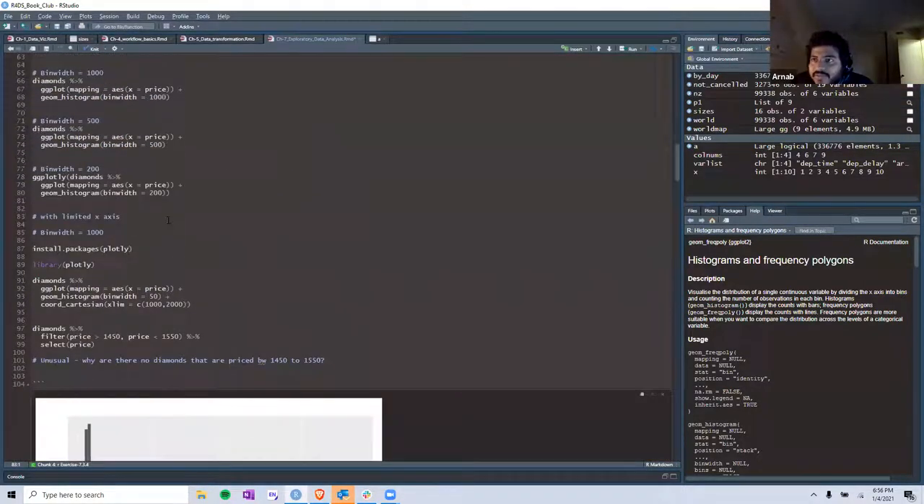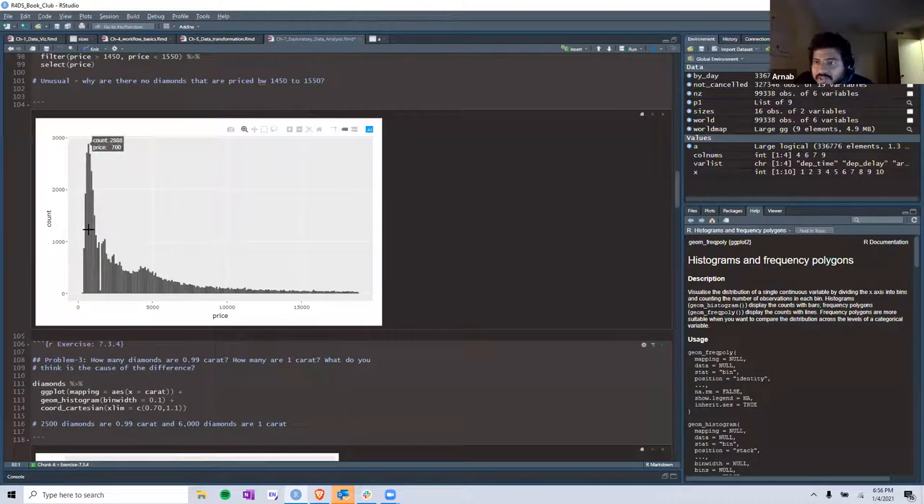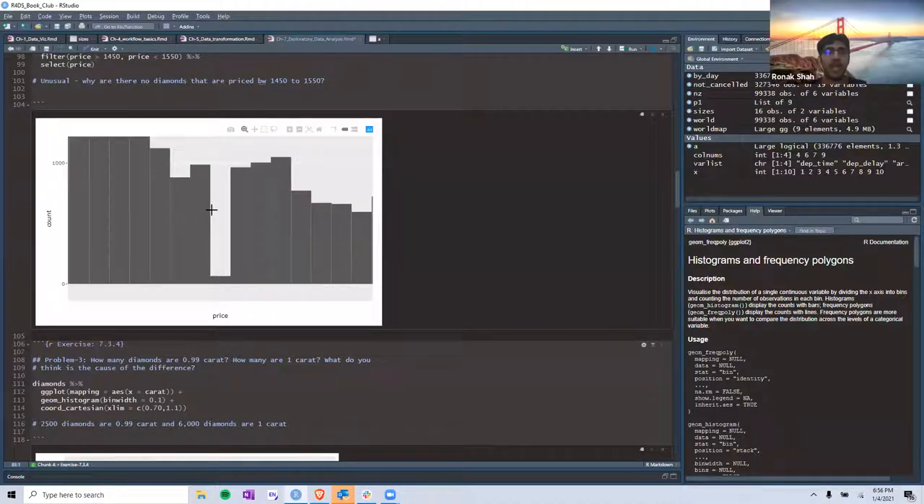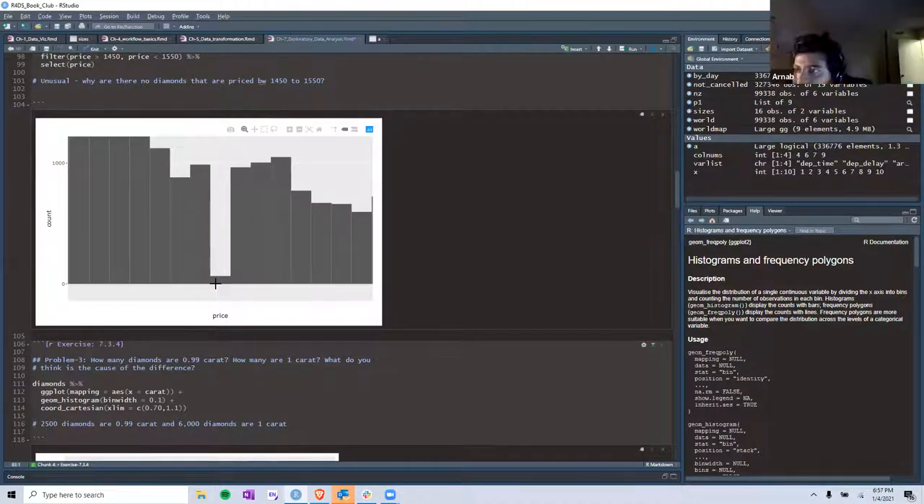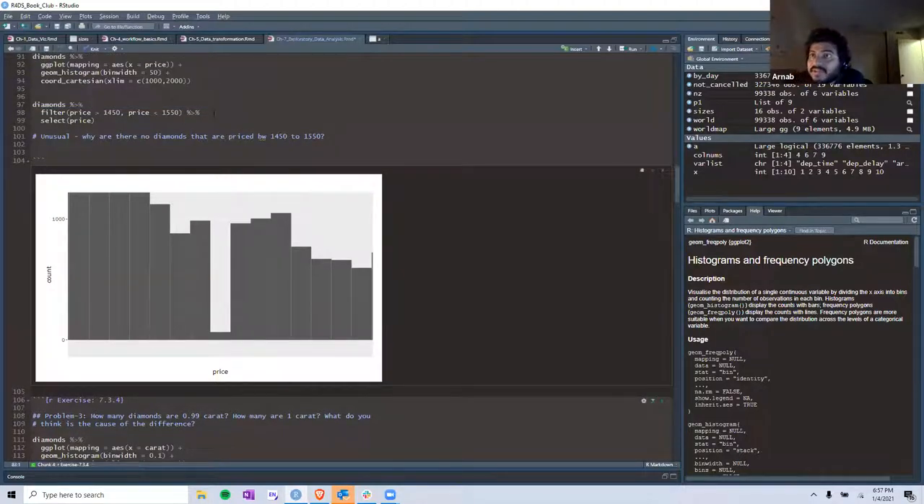But let me set the bin width a little smaller so that we can see that gap. All right, so now we have that gap. If you see, there are values in that gap, but the count is very low. Yeah, there are. You're right. Count: there's 66 with a price of 1500, which is really cool.